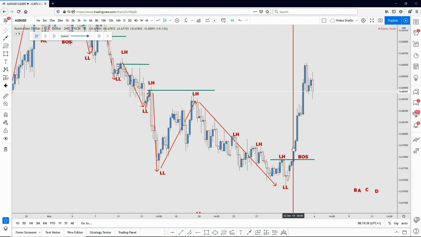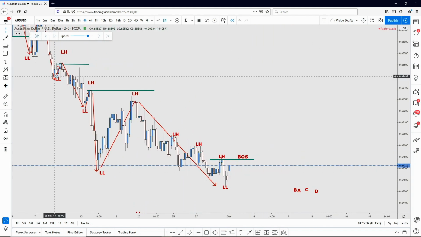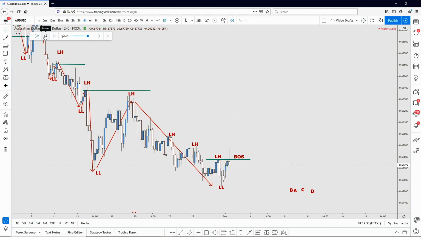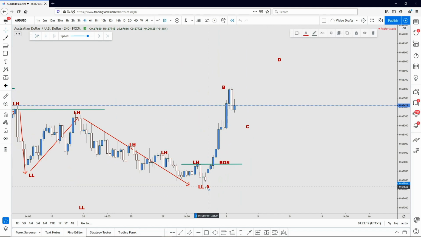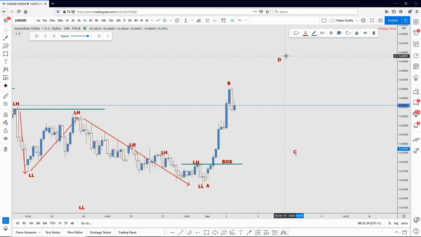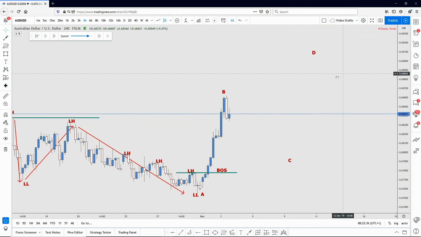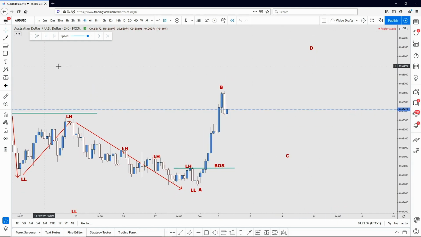Let's bring it back to here. So hit play. Price broke structure right there. So we're going to label point A here. There's a break of structure. We label this as point A. This is going to be point B. This is where we see some sort of resistance, and we got this downward candle. We don't know where point C is going to be, and point D is the take profit. So we're just going to hit play on the replay tool here and see what happens.